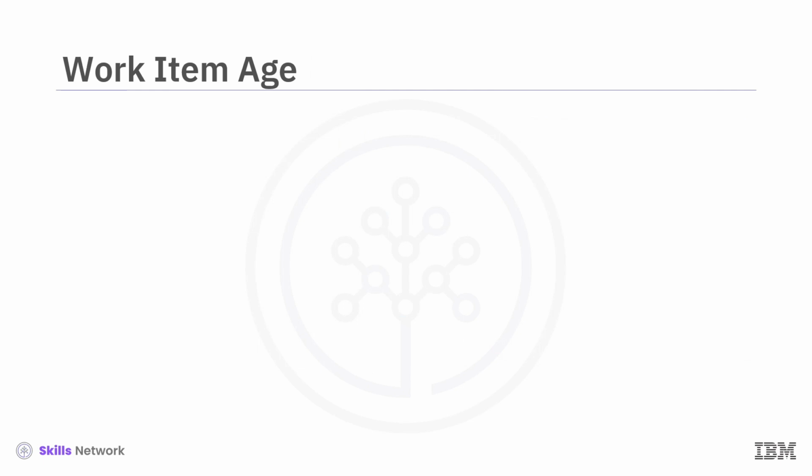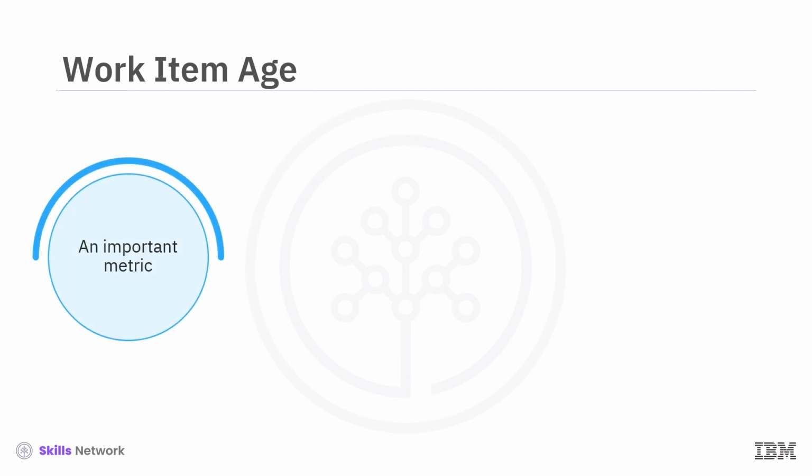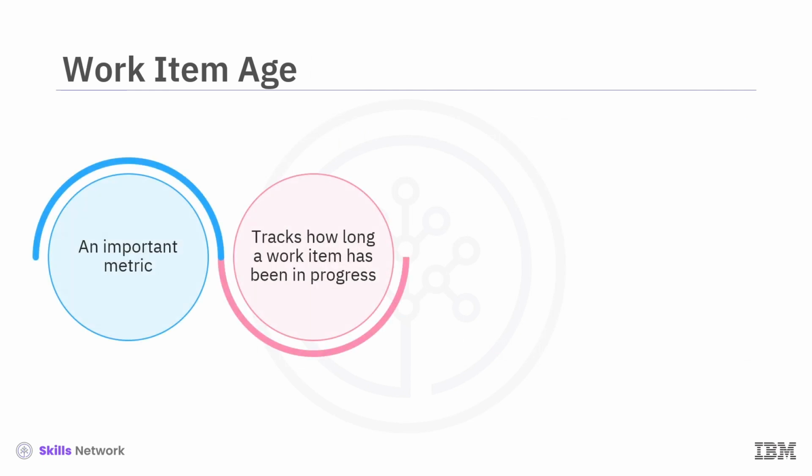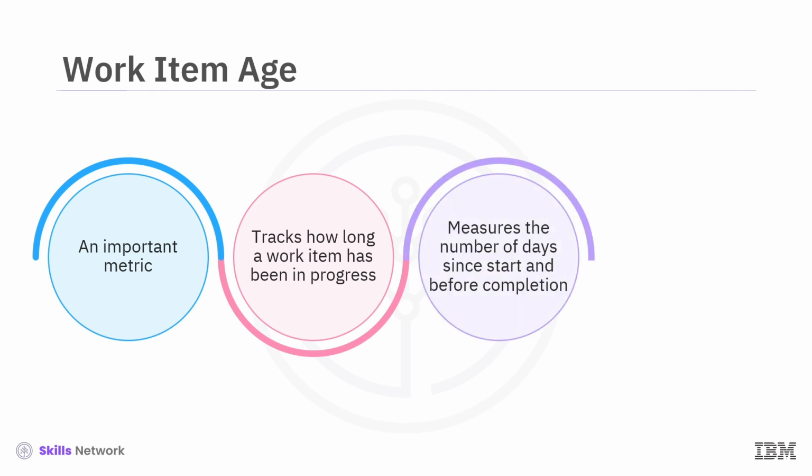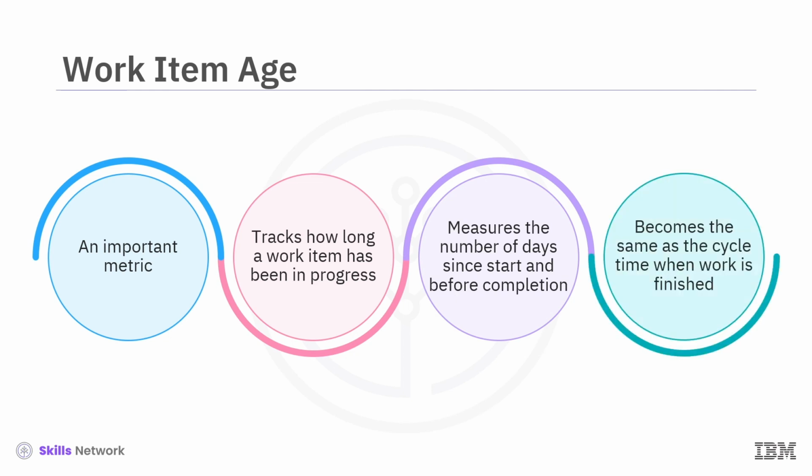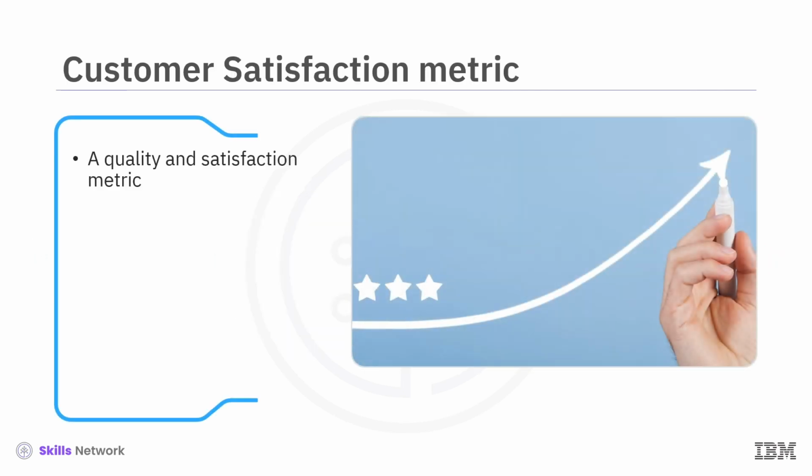Work item age is an important time metric for product owners because it tracks how long a work item has been in progress. It measures the number of days since the Scrum team started working on a specific item before it is completed. Once the work item is finished, its work item age becomes the same as its cycle time. By monitoring work item age in real time, product owners can take proactive steps to address issues, remove obstacles, and ensure a smooth workflow.